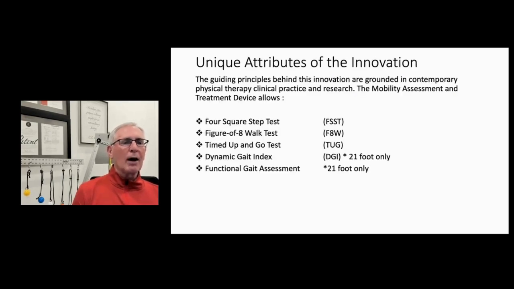Unique attributes of the innovation. The guiding principles behind this innovation are grounded in contemporary physical therapy, clinical practice, and research. The mobility assessment and treatment device allows for the following: the four square step test, the figure of eight walk test, the timed up and go test. This would be on an 11-foot mat. To do the dynamic gait index or the functional gait assessment, you need a 21-foot mat, which would also let you do the first three tests that we just discussed as well.